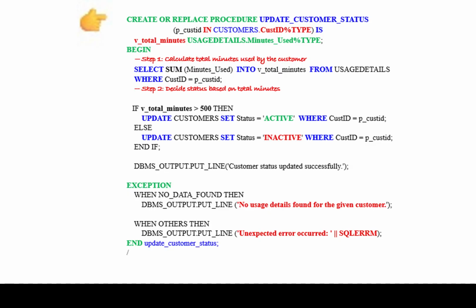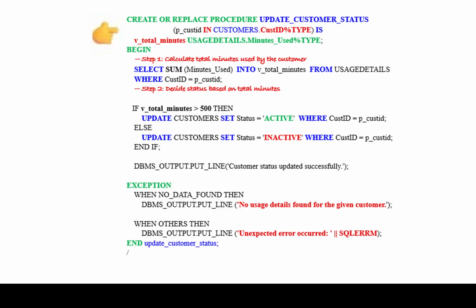Create or replace procedure. This creates a stored procedure in the database. If the procedure already exists, Oracle replaces it. Update customer status. This is the procedure name, exactly as given in the question. p_cust_id in. This is an input parameter. We are passing the customer ID from outside. Why in parameter? Because we are reading the value. We are not modifying it. %type. This ensures data type consistency with the table column. Very good practice and exam friendly.